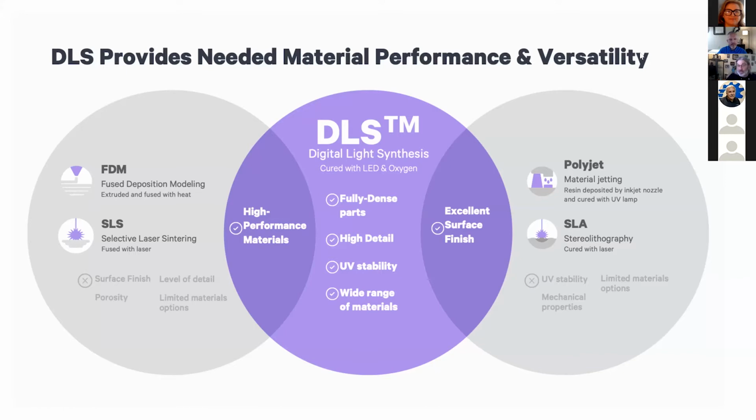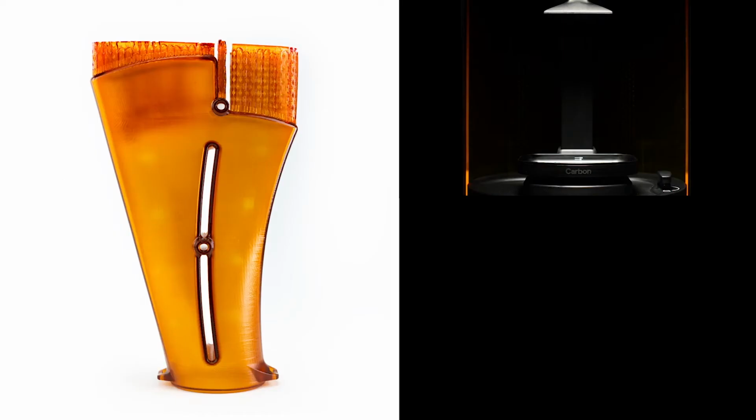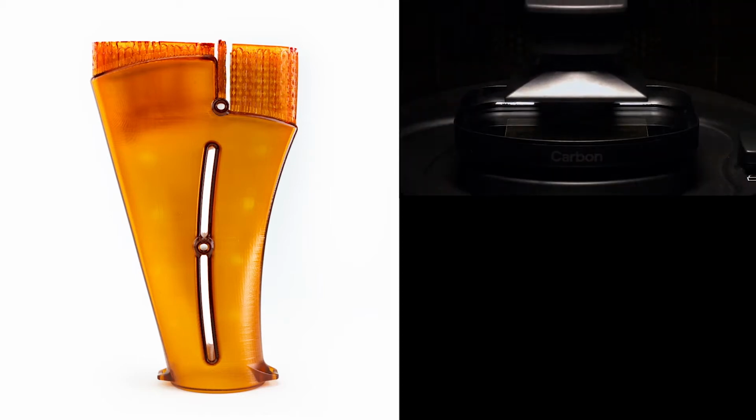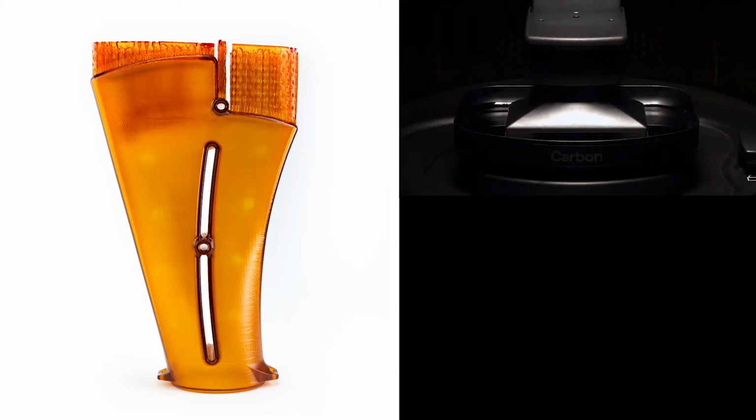It's cured with LED and oxygen. So in our process, you can get fully dense parts, highly detailed parts, UV stable parts, and we have a very wide range of materials, and even more coming out on the roadmap, more and more based on industry and partner feedback. So we can give you high performance materials with excellent surface finish in one system. So I'm going to play this video that shows our process. And the first thing you'll notice is the build platform lowering into our window cassette.